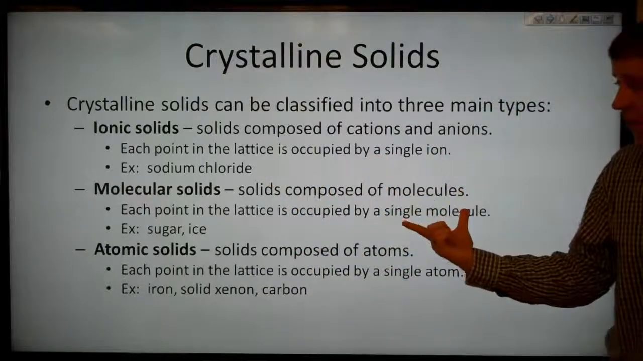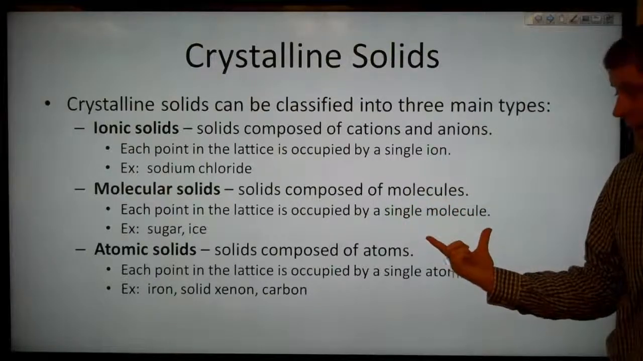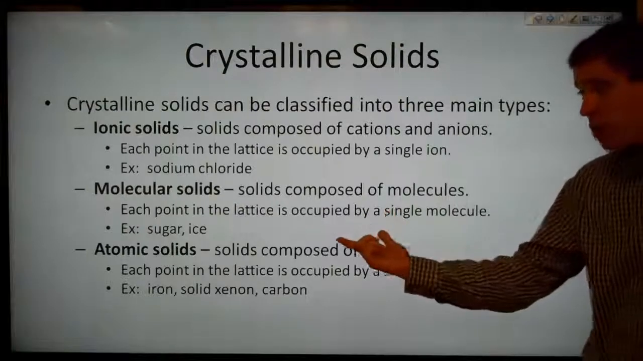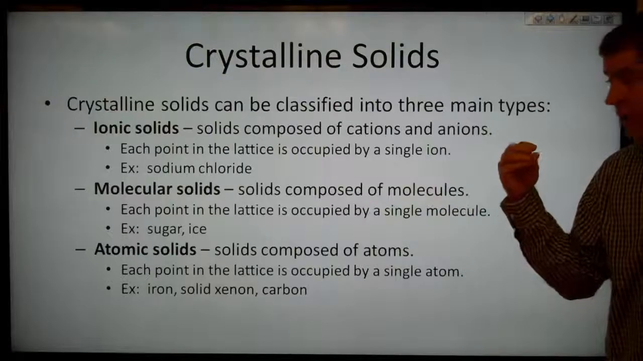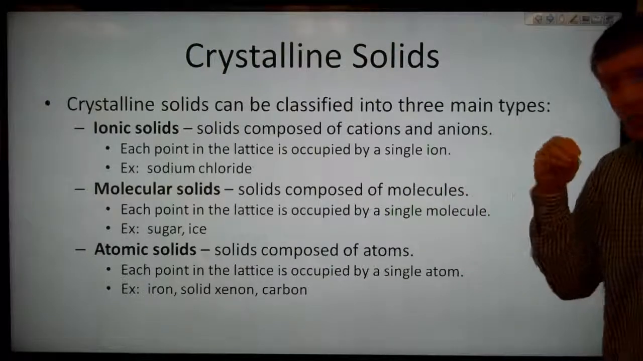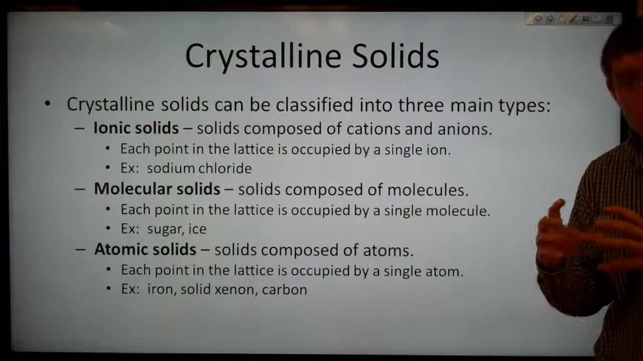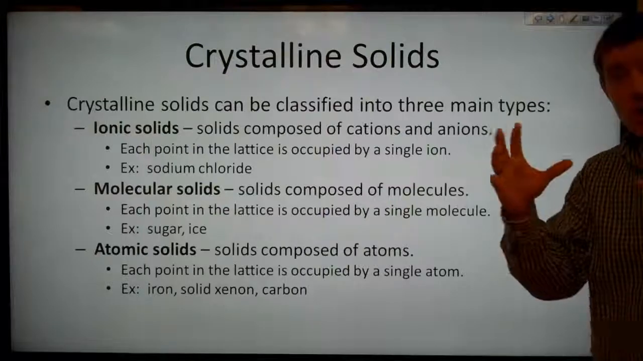We have molecular solids, solids that are composed of molecules. So each point in the lattice is occupied by a single molecule. Not a single atom, but a single molecule. So this is something like sugar or ice. An ice crystal has, each point is composed of a single molecule. Now each molecule is composed of the various atoms. So in ice, the water molecules are each composed of hydrogen and oxygen and another hydrogen.